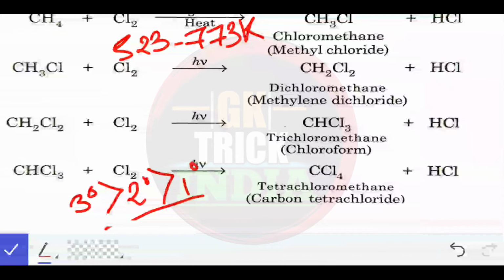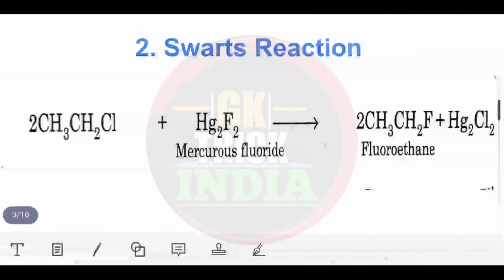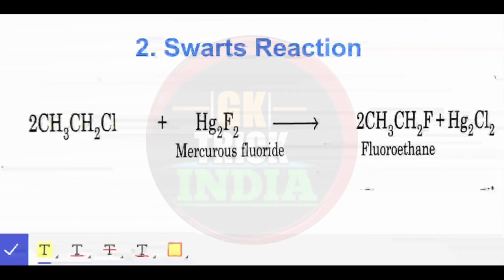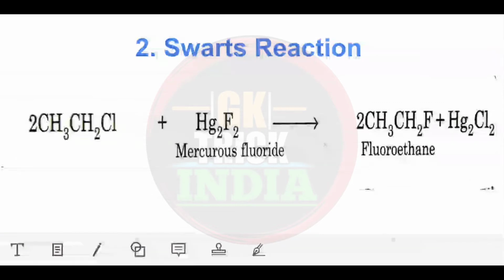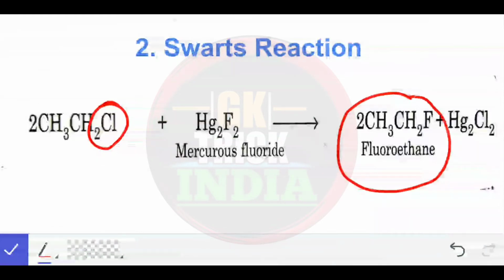Coming up next, we have another halogenation reaction where we produce fluoroalkenes. This is popularly known as the Swarts reaction, where the C-F bond is prepared using mercurous fluoride. Note that here one haloalkene has been replaced to form another haloalkene. Chlorine is replaced by fluorine.